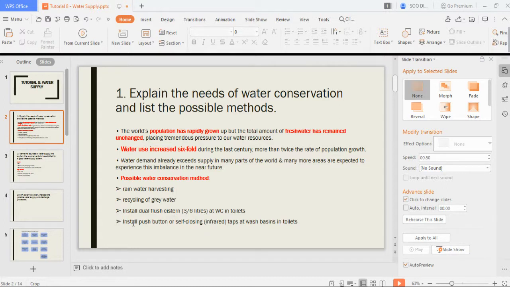Finally, you install a push button or self-closing tap at the wash basin in the toilet. Usually this is what you find in a shopping mall. In your house you usually don't install this, because most of the time we pay for our own water bill. So we will be self-conscious to close the tap, because if we let the water flow out freely, we will need to pay the bill.